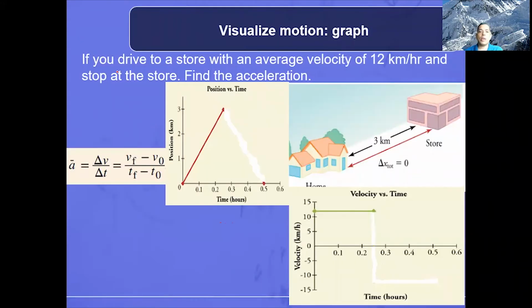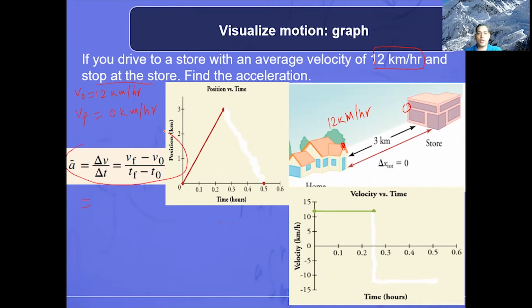Okay, so we have an example here. It is the example from the previous slide. If you drive to a store with an average velocity of 12 kilometers per hour and stop at the store, meaning you drive from here starting at 12 kilometers per hour, right? And you stop at the store. What is the velocity then? 0, right? So it means the initial velocity is 12 kilometers per hour. Then what is the final velocity? Final velocity is 0 kilometer per hour because it stops, right? Okay. Then what is the acceleration?